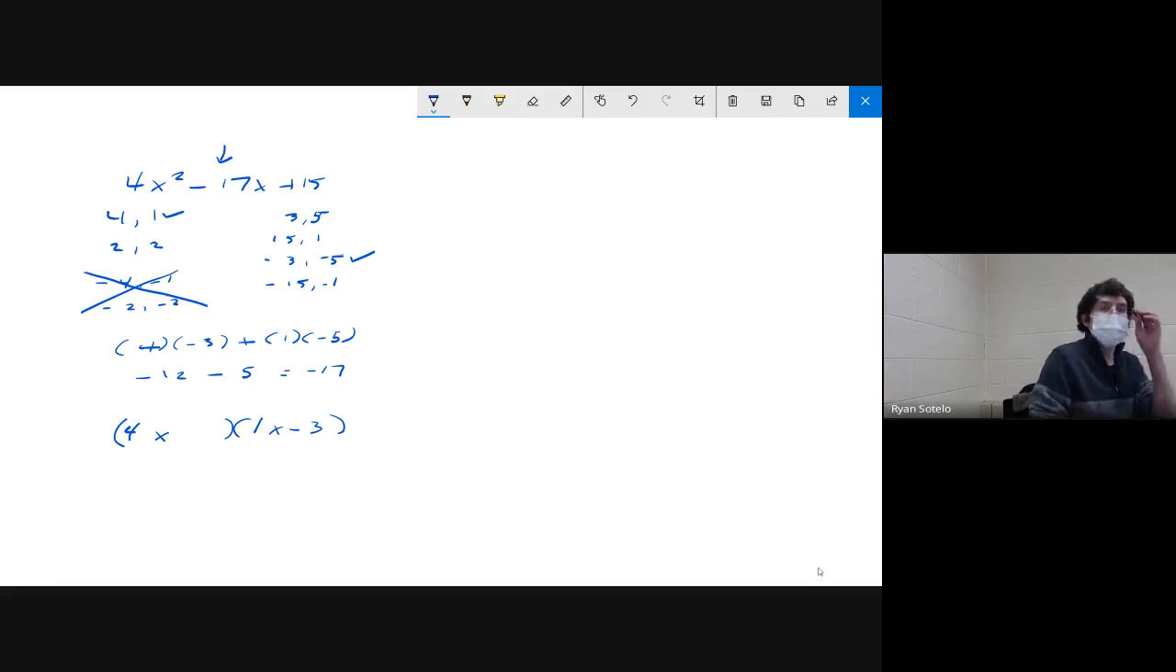That way they multiply when I FOIL. And so the negative 5 goes with 1, so I got to put it here. So even though the 4 goes with negative 3, you got to put them in separate bubbles, you know? That's part of it. And there you go. That's the factorization: 4x minus 5 times x minus 3.